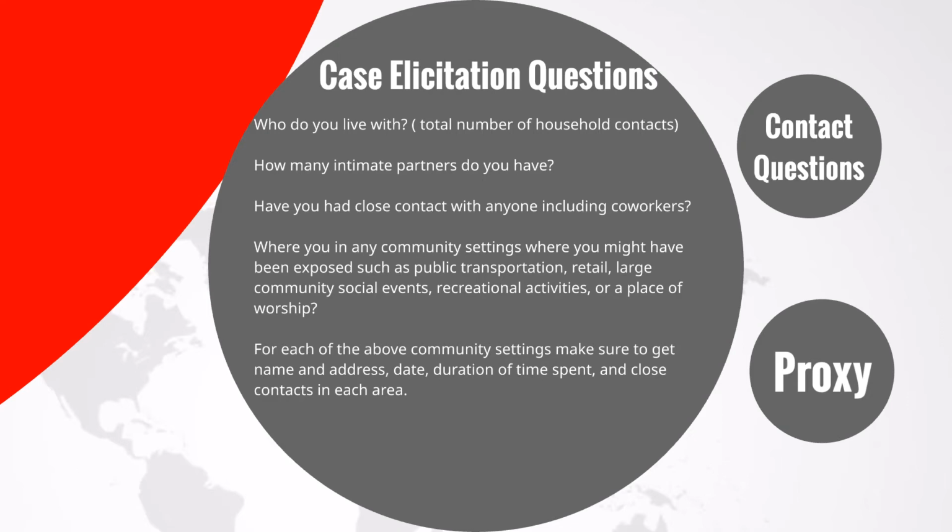Were you in a community setting where you might have been exposed, such as public transportation, retail, large community social events, etc.? If someone was in a large community event or a community setting, you want to make sure to get the name and address of that community setting, how long they were there, and the date they were there. Because those are settings where a lot of people come together, where the setting most likely needs to be told that they had a positive case there to prevent any future spreading.